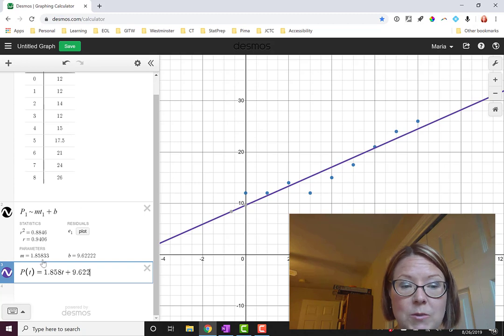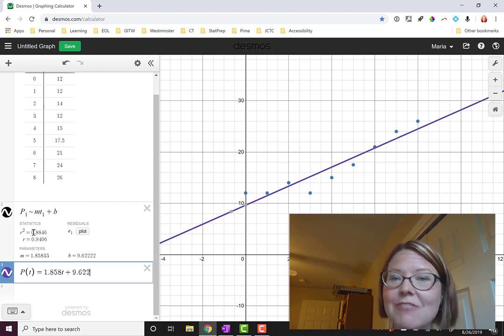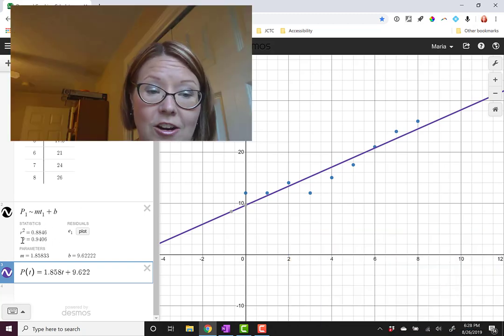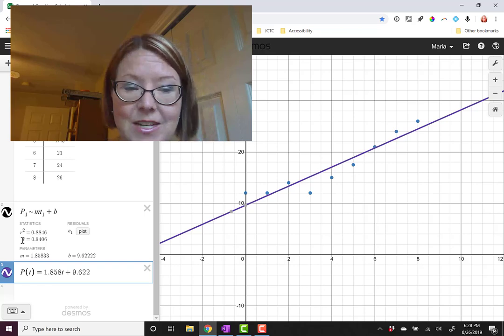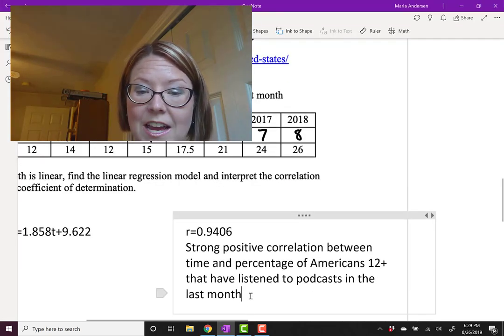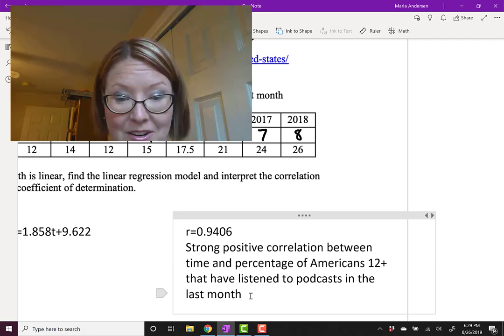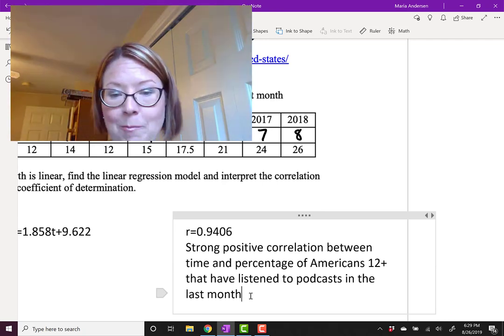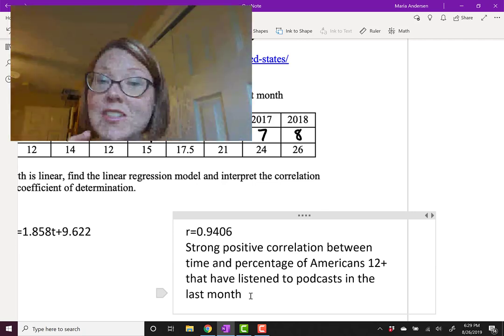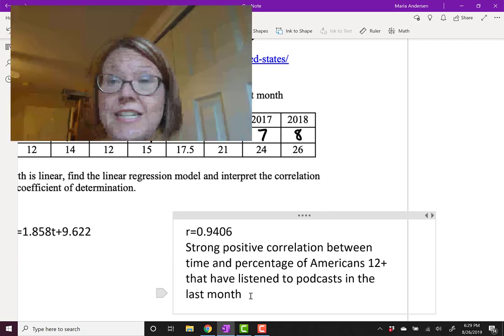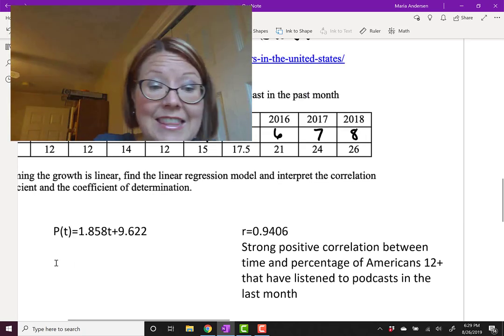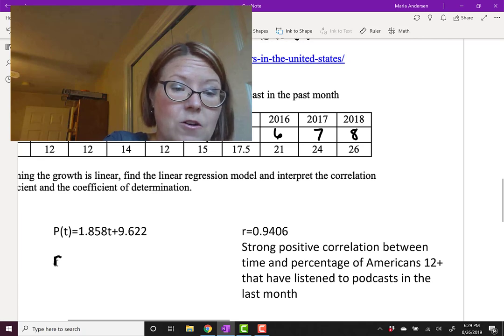We can see those both in the calculation of the linear regression parameters. R is 0.9406. So what that means is we have a strong positive correlation between time and the percentage of Americans 12 or older that have listened to podcasts in the last month. This does not give us the goodness of fit of the data. That comes from the value of r squared.